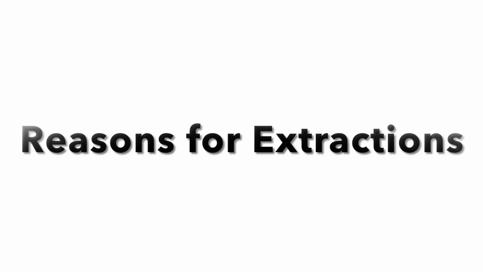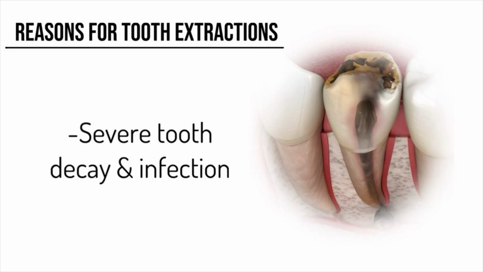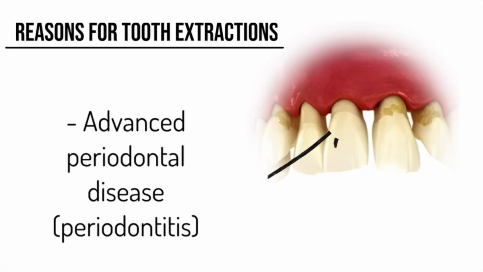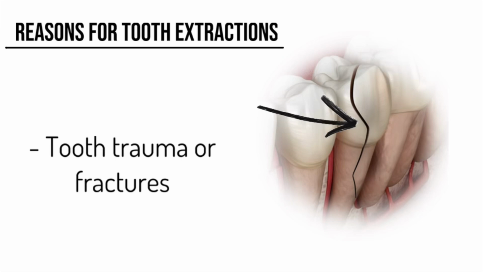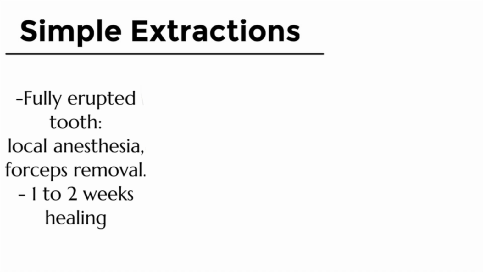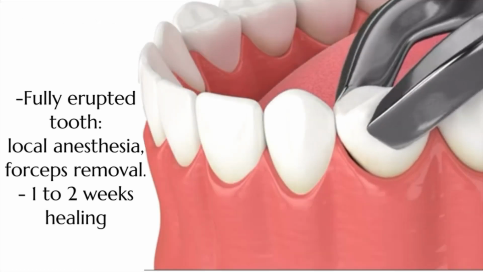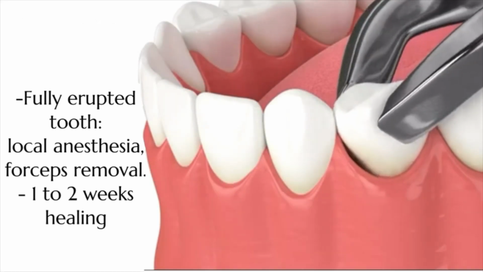There are many reasons why a tooth may need to be extracted. Some common situations are severe tooth decay or infection, advanced periodontal disease, impacted or overcrowded teeth, or tooth trauma and fractures. With a simple extraction, the tooth is fully erupted and intact. The healing can be anywhere from 1 to 2 weeks.